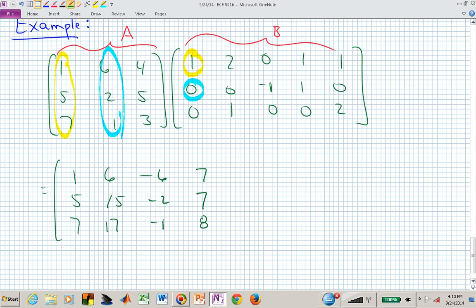And the last column will be 1 times the first column plus 2 times the third column, so we have now 1 plus 8, or 9. We have 5 plus 10, or 15. And we have 7 plus 6, or 13. And that's now the product of A times B, and we could write that down rather quickly without having to go first row, first column, first row, second column, etc.